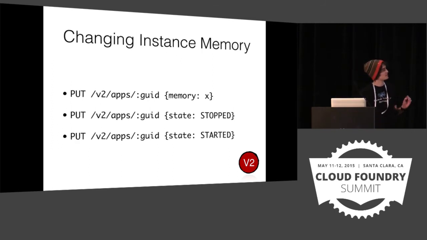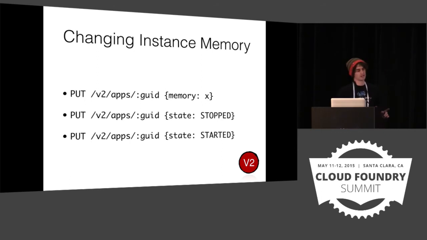Now I'm scaling my memory. What do I have to do in this instance? I have to change the memory field to the value that I want, but then I also have to restart or restage my application. It's this hidden complexity in the V2 API that makes it complicated for users to use. So our goal with this is to actually design a different way for users to interact with our API to achieve the goals that they want.